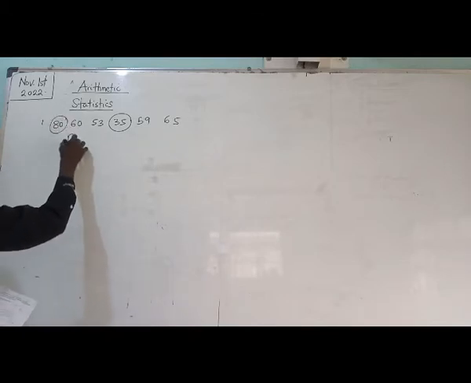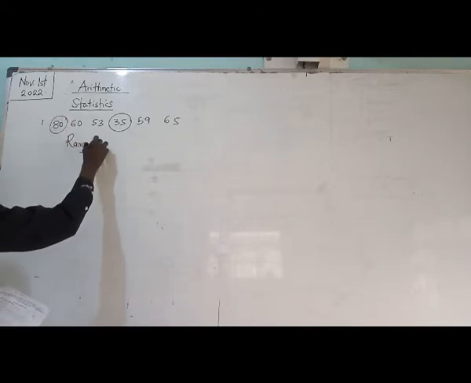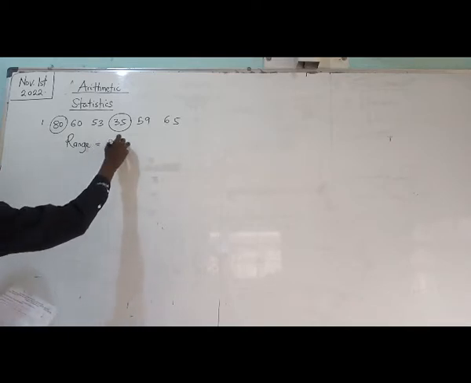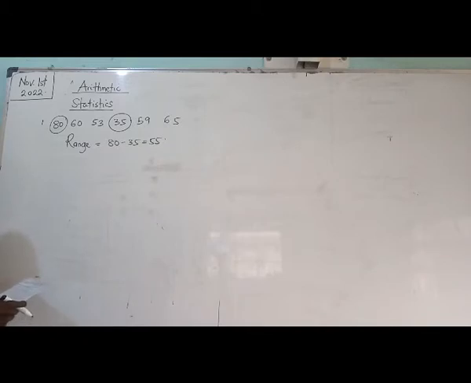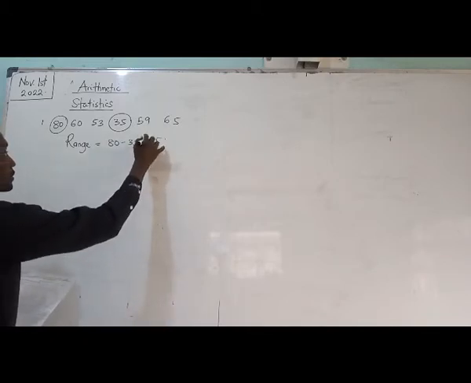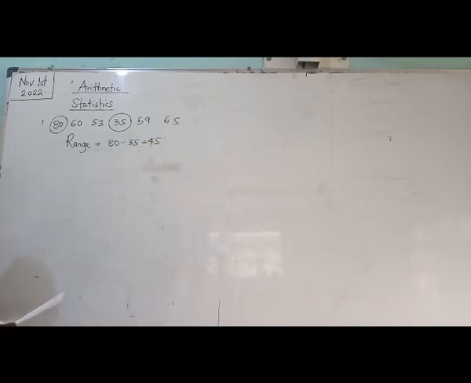So the range will simply be what? 80 minus 35, and that will be 55. Is that not? 45. Is that 45? Alright, so that will be 45. Thanks for the correction. Okay.